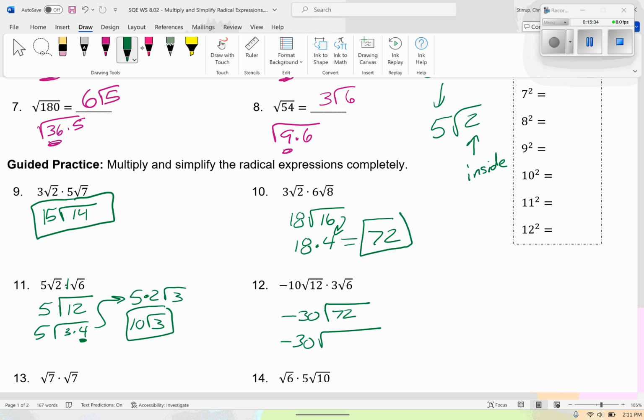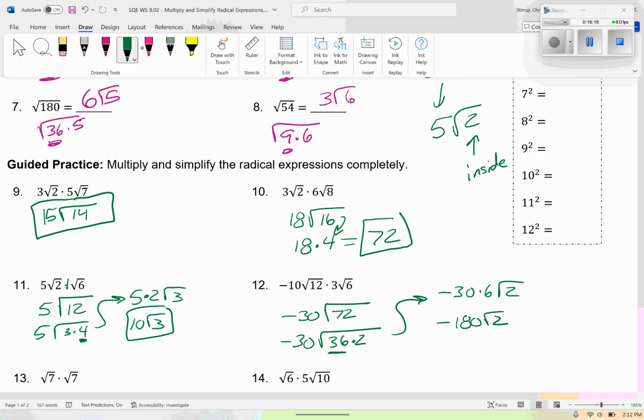Look where 72 would fall on that list. So 64 won't work. 8 and 9, I like this. Is there anything bigger than 9? Yes, 36. The reason we didn't do 8 and 9 is I want the biggest perfect square. 36 is the biggest perfect square. Hey, what's the square root of 36? 6. So I get this. And I get that. The negative 30 and the 6 are both outside, so what do we do? Multiply them. That's how it works.